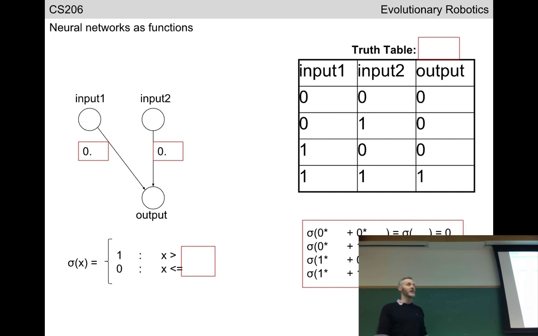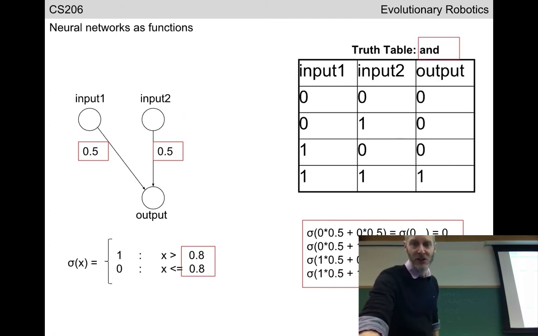1 times 0.5 plus 1 times 0.5 is 1, which is, I guess this should be greater than or equal to. Actually, let's make things easier on ourselves. Let's set the threshold to 0.9. 1 times 0.5 plus 1 times 0.5 is 1. 1 is greater than 0.9. So we set the output to 1. So if the two synaptic weights are set to 0.5 and the threshold is set to 0.9, then that neural network encodes the AND function. So far, so good?